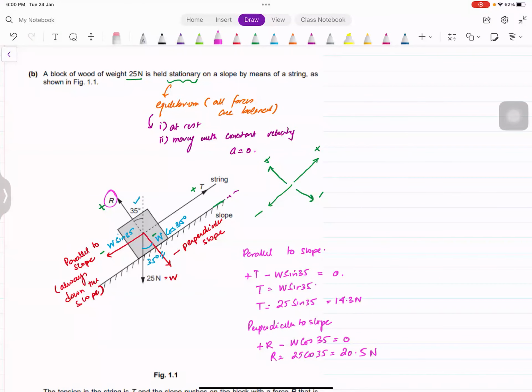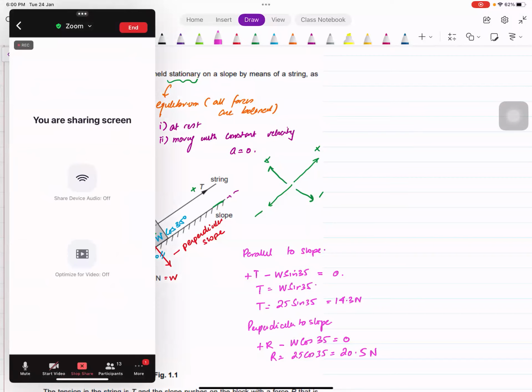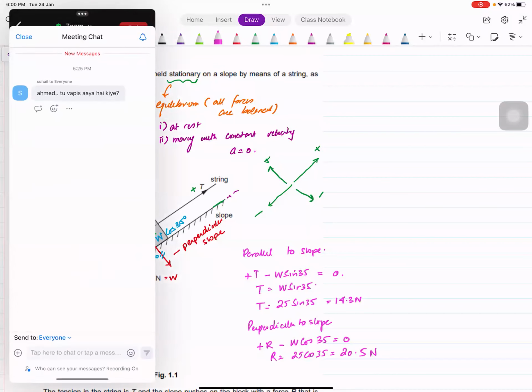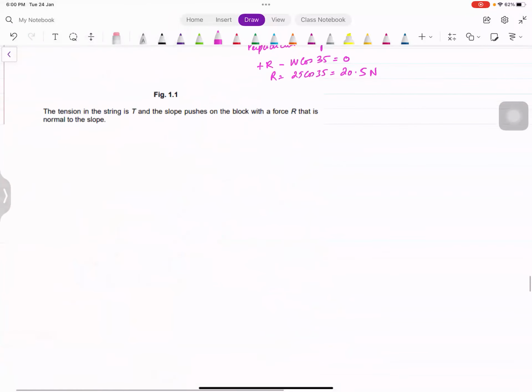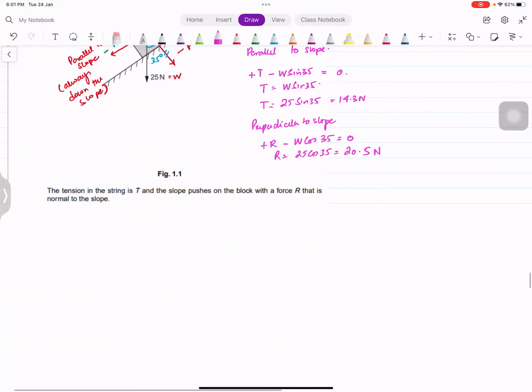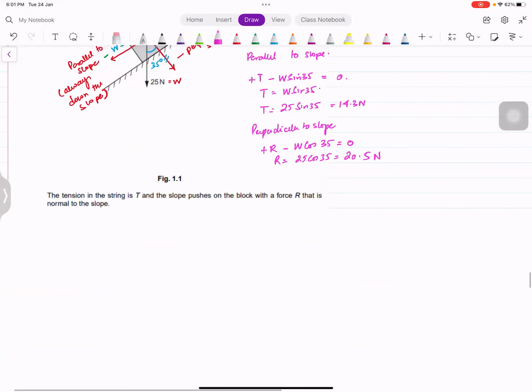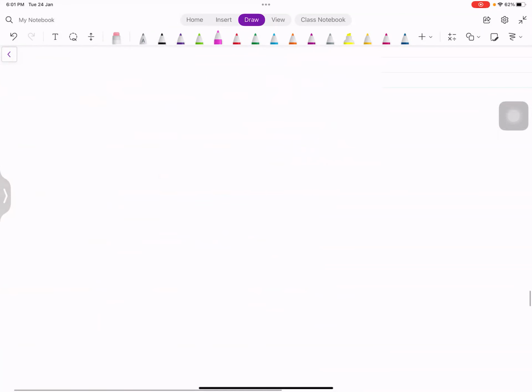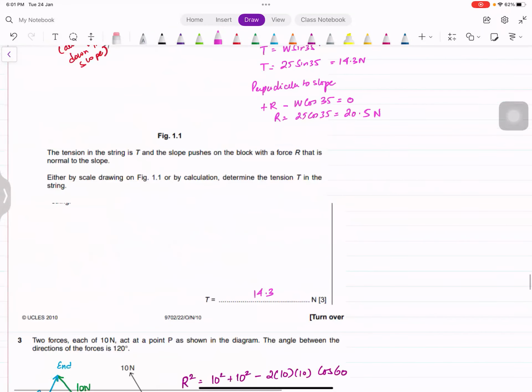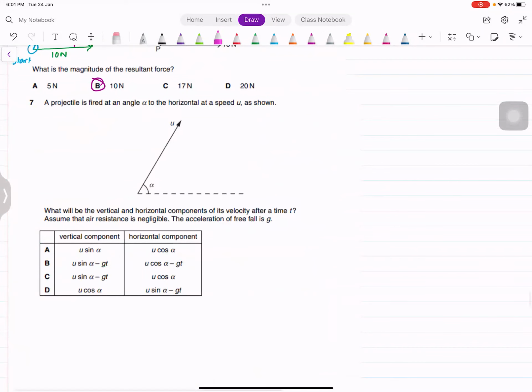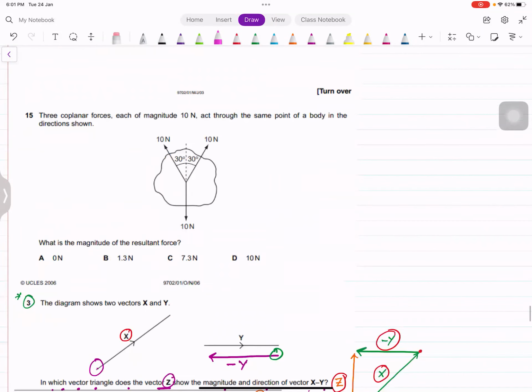All right. So this is what we've done. I hope you guys understand this. Now for the homework, you should be able to do this question. This is for homework. You have to do it with the resolution. And you have to do this with resolution as well, because this is 3 forces. You can't do it otherwise.